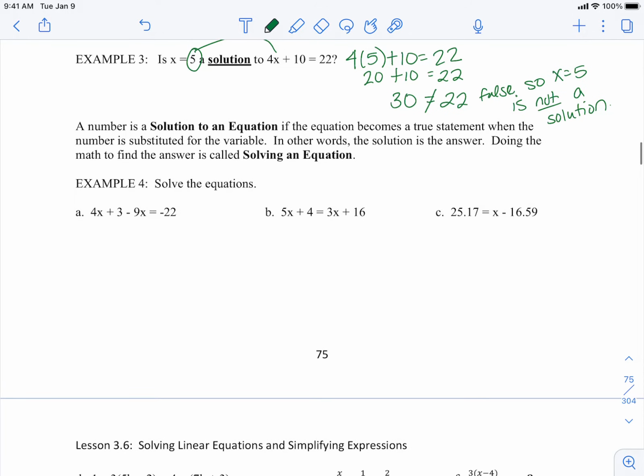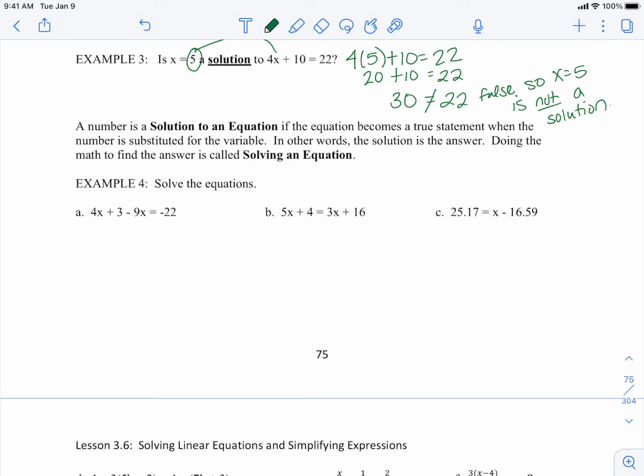A number is a solution to an equation if the equation becomes a true statement when the number is substituted for the variable. In other words, the solution is the answer. Doing the math to find the answer is called solving an equation. So we have to solve each of these equations.